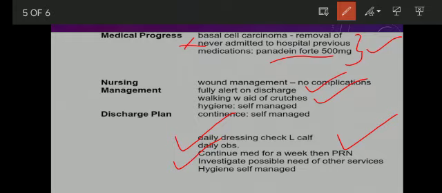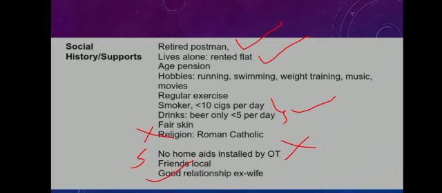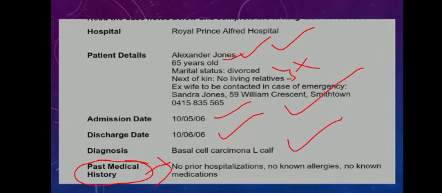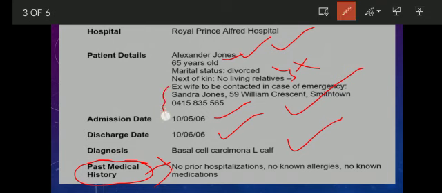Then you can write past medical and social history. In that, you can just write Mr. Johns is a retired postman and lives alone in a rented flat. He smokes and drinks. That amount you can write there. Then he has a good relationship with his ex-wife. She needs to be contacted in case of any emergency. And you can also write her address there, or you can also write the address in the discharge paragraph.